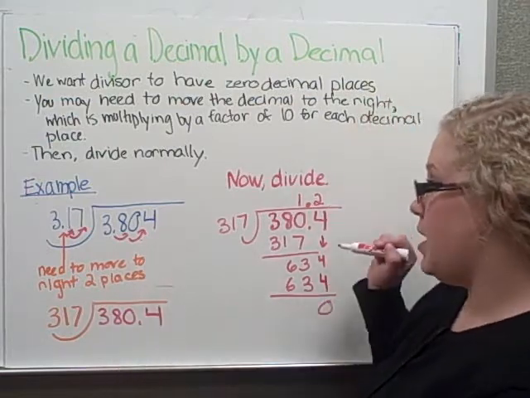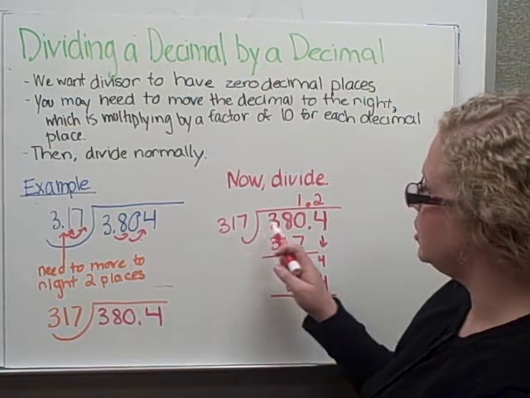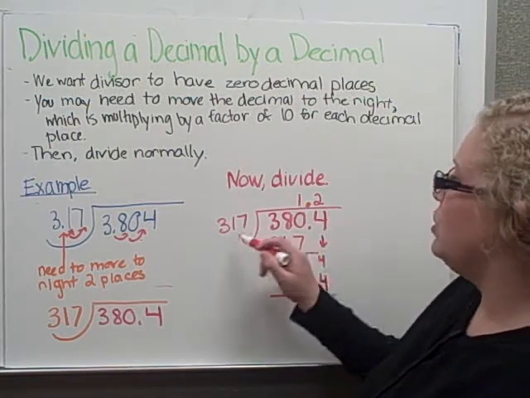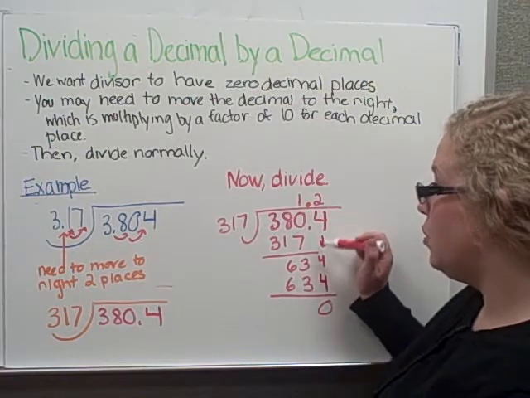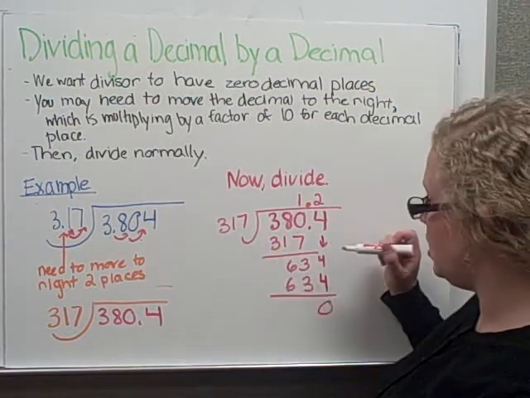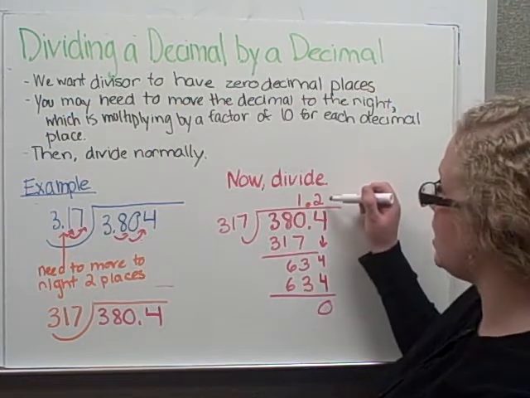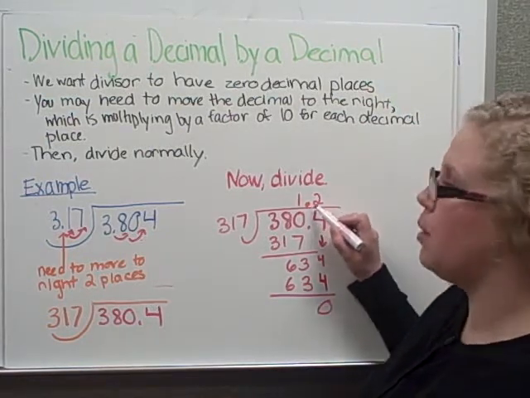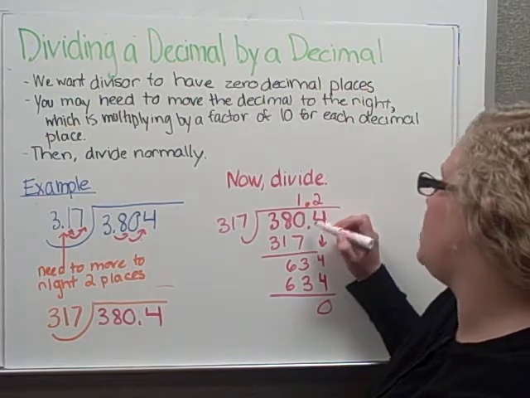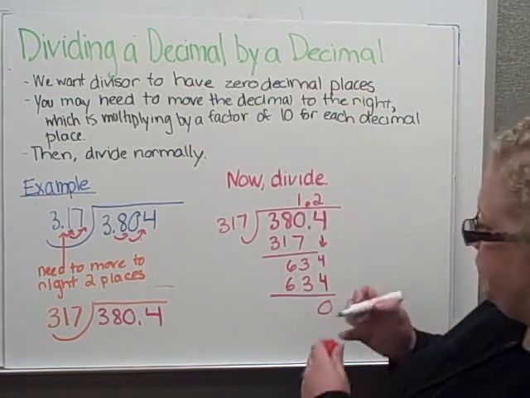So now we can divide 317 into 380.4. 317 goes into 380 with a remainder of 63. We bring down our 4. 317 goes into 634 exactly twice. And now our decimal point is just going to go directly above where it was in the dividend. So right there.